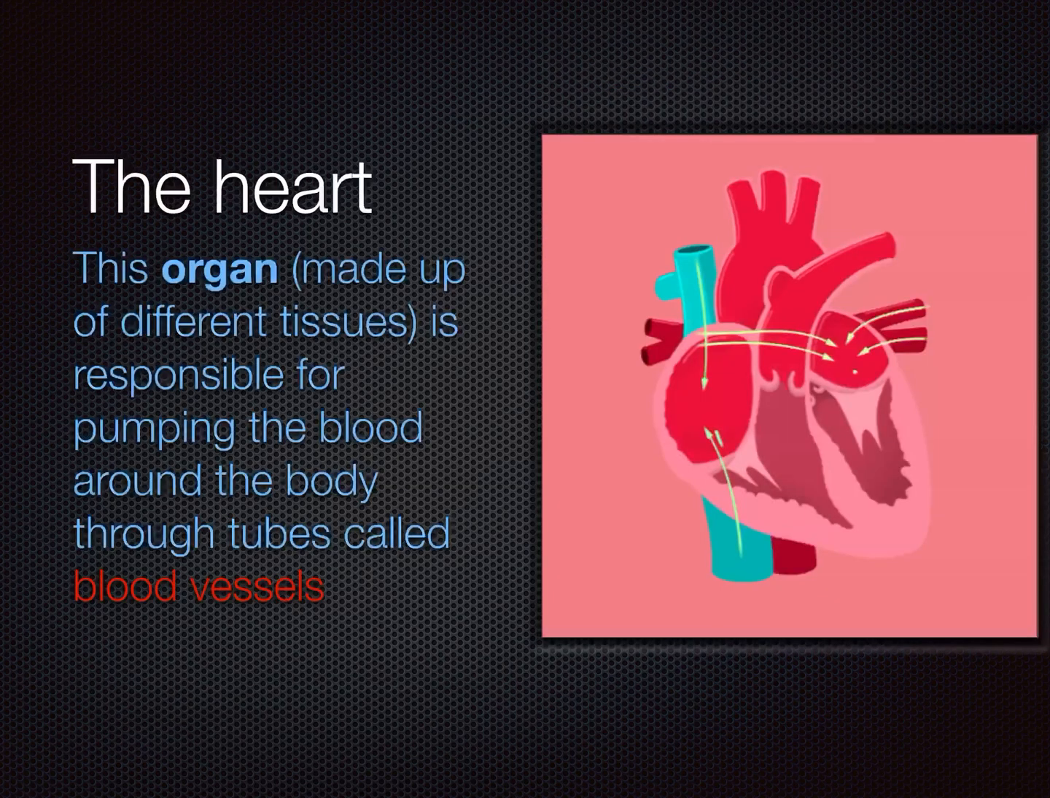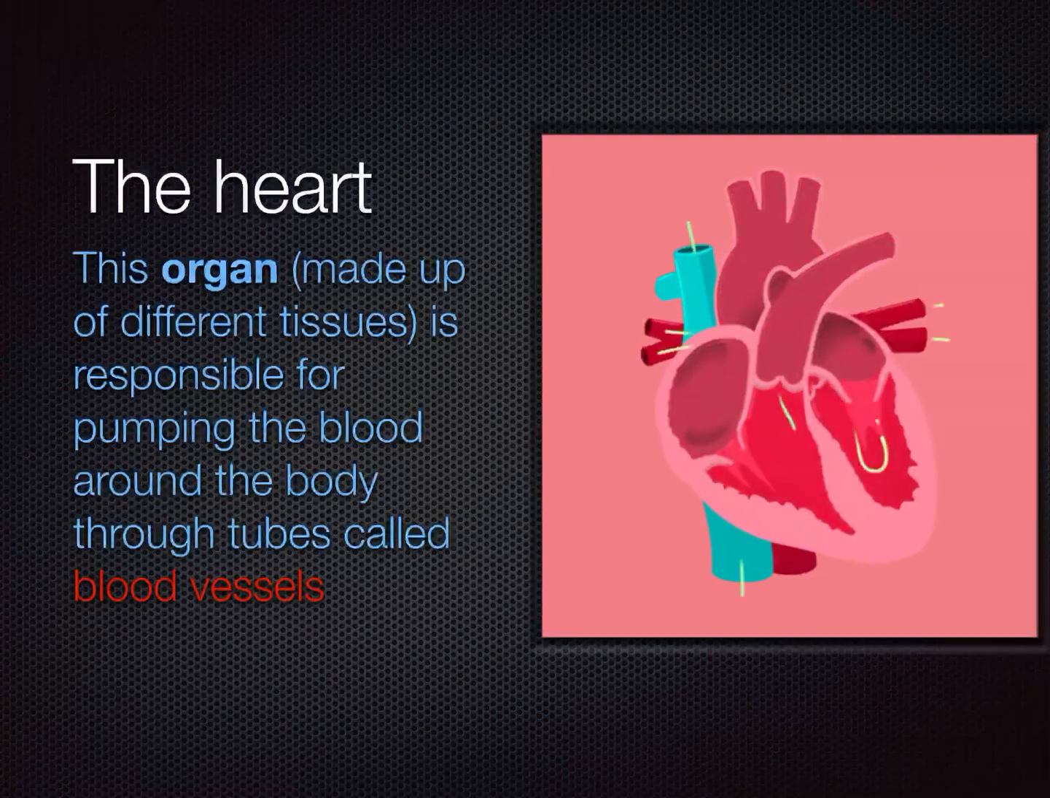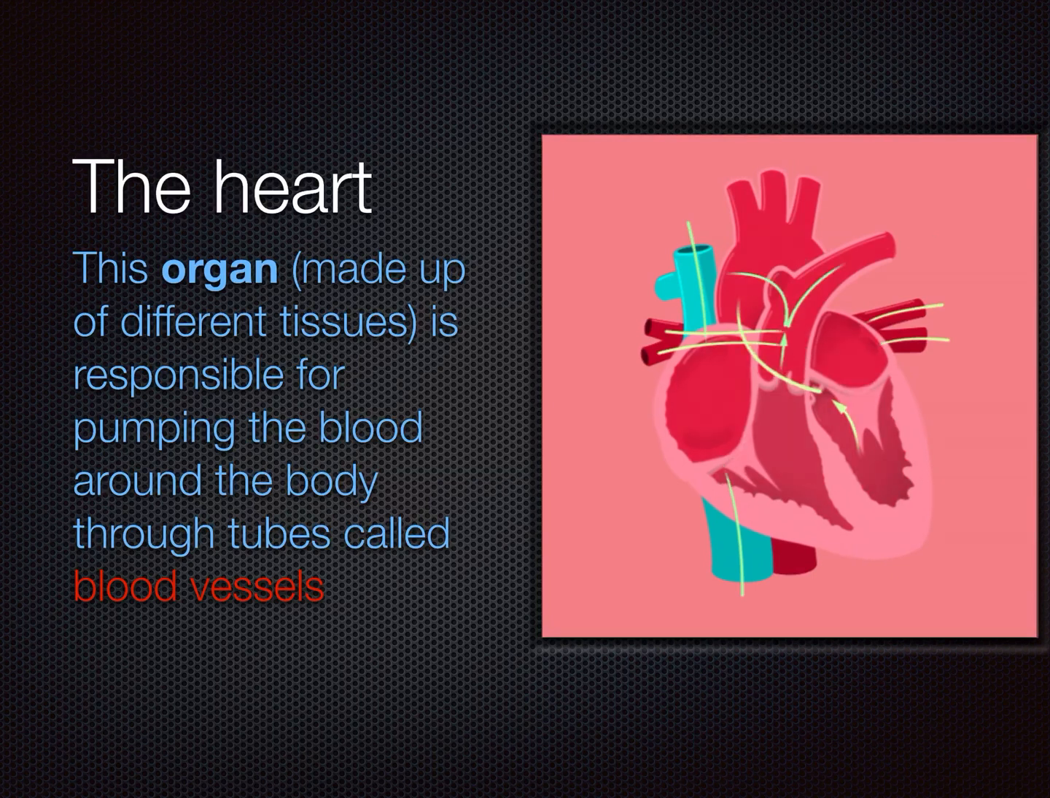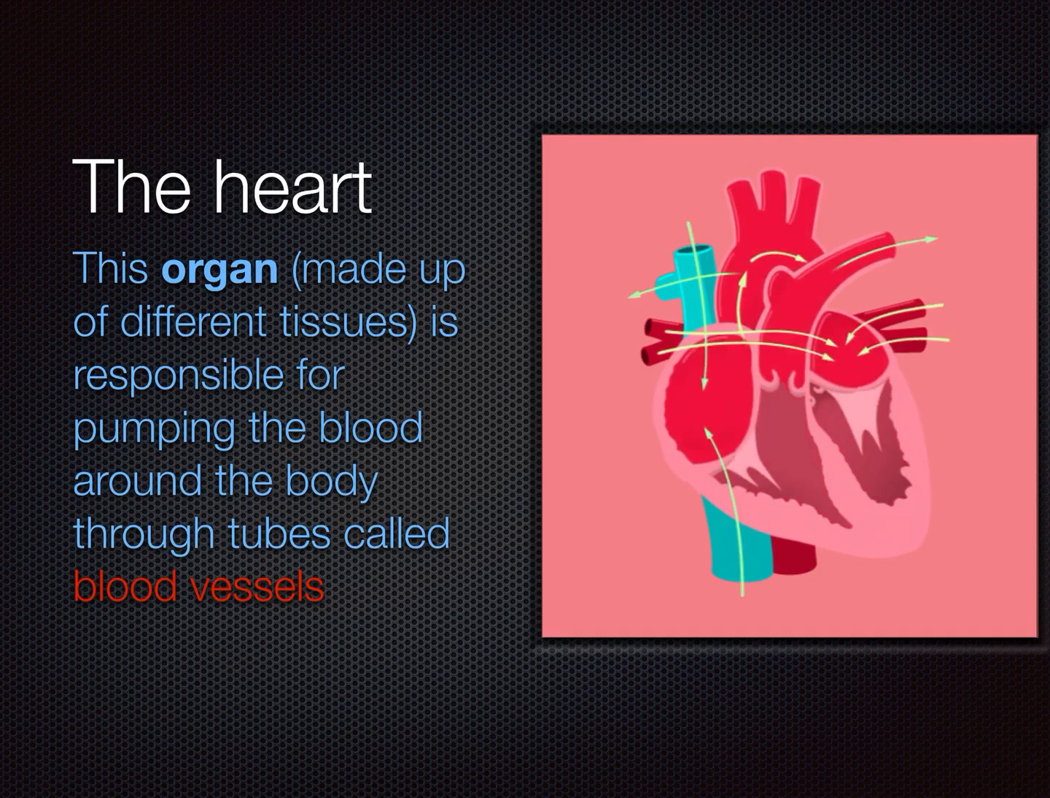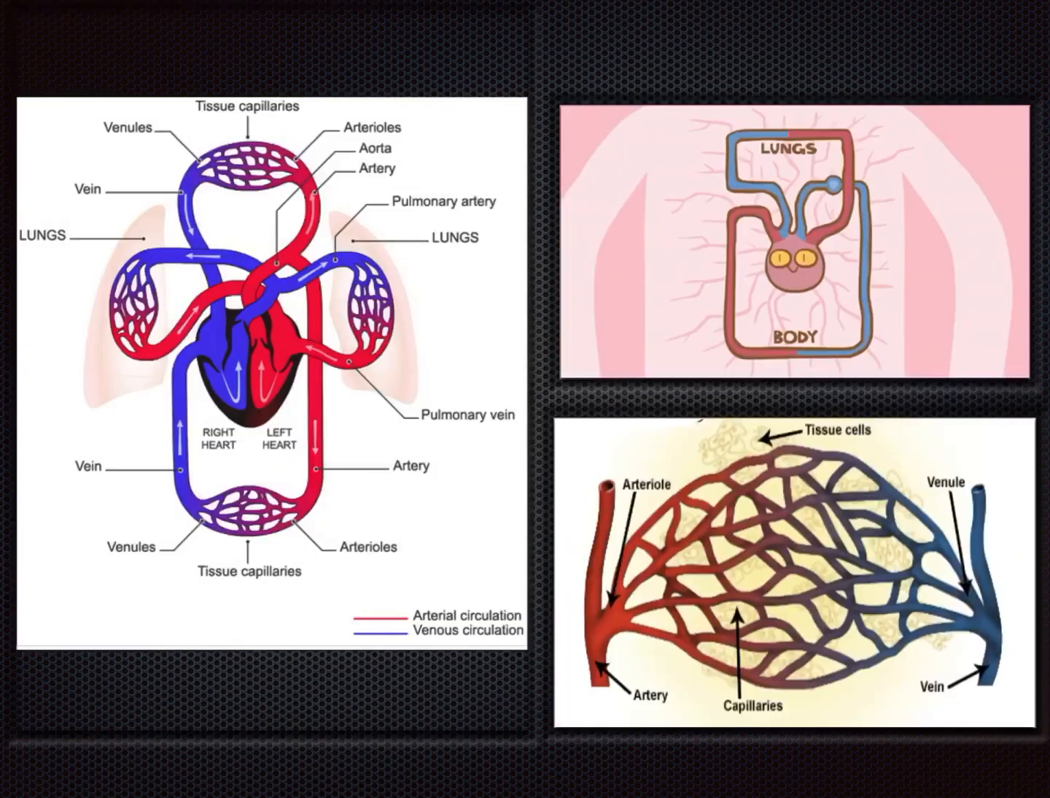Okay, so the blood is a tissue because it's made up of different cells. The heart is an organ because it's made up of different tissues, like nerve tissue and muscle tissue and blood tissue, okay? Now, it pumps the blood around the different blood vessels in the body, which are the tubes the blood travels in. And you can see here there's a blue one and there's some red ones, and that's what we're going to look at next.